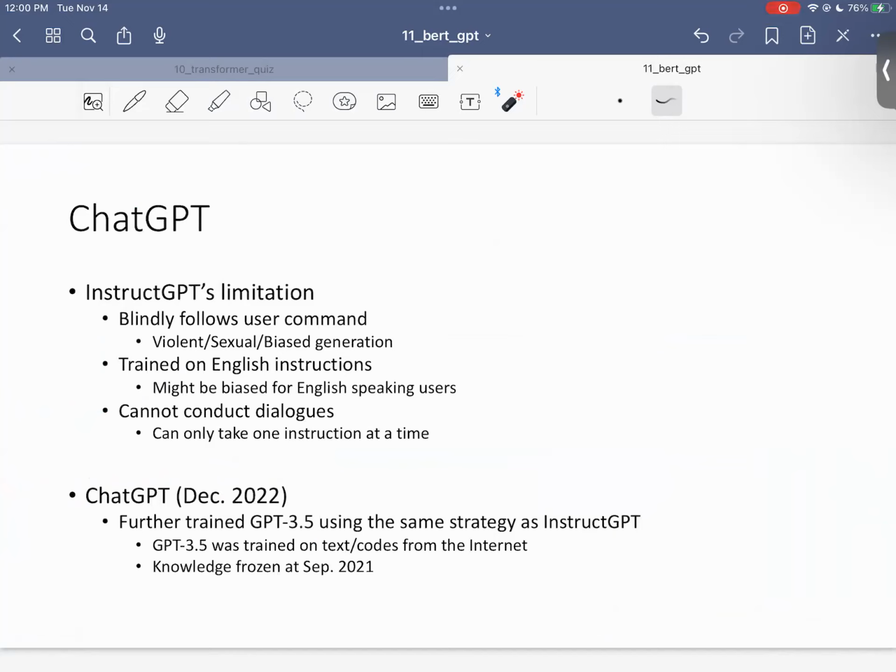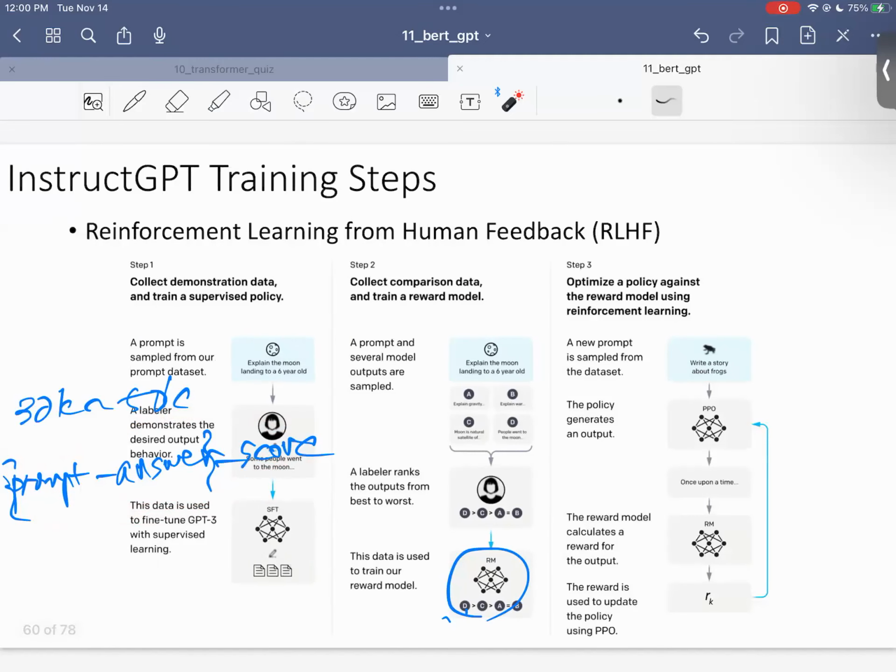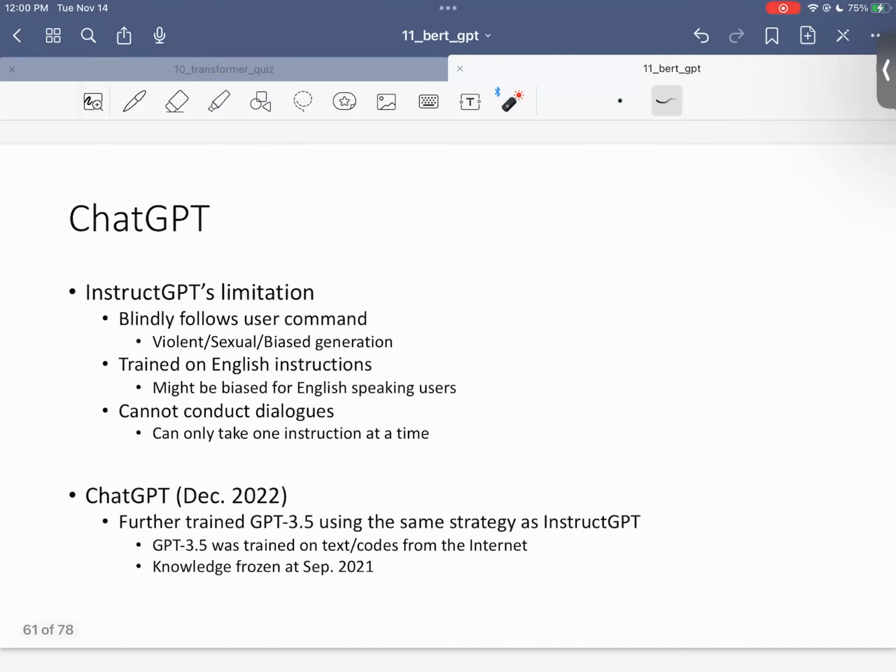So after InstructGPT, there were still some limitations to it. There are three limitations in my estimation. One is it blindly follows user commands. So sometimes it gives you violent, sexual, or biased responses, which is kind of unethical, I guess. Another is it's only trained on English instruction pairs. These were all based on English, because they only hired English speaking annotators. So InstructGPT's responses might be a little bit biased for English speaking users.